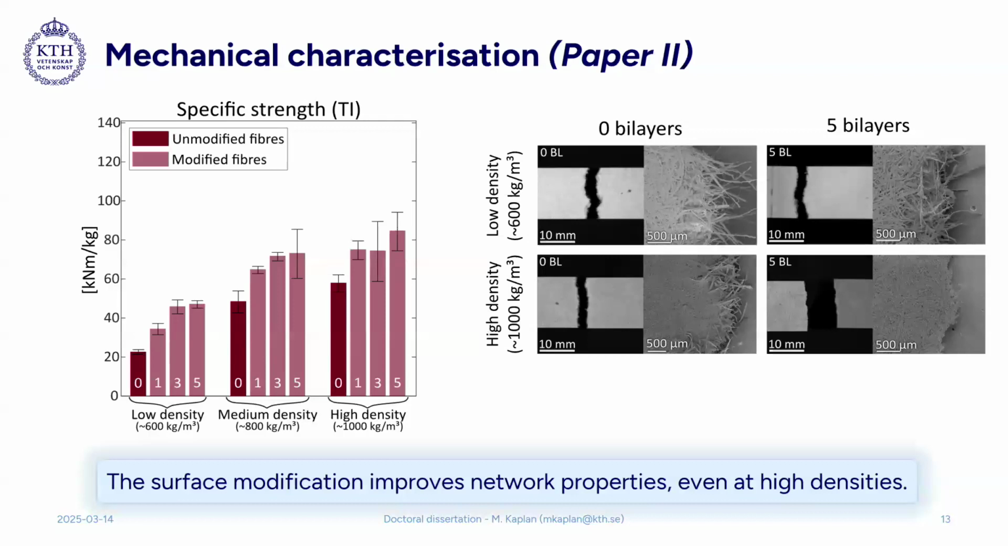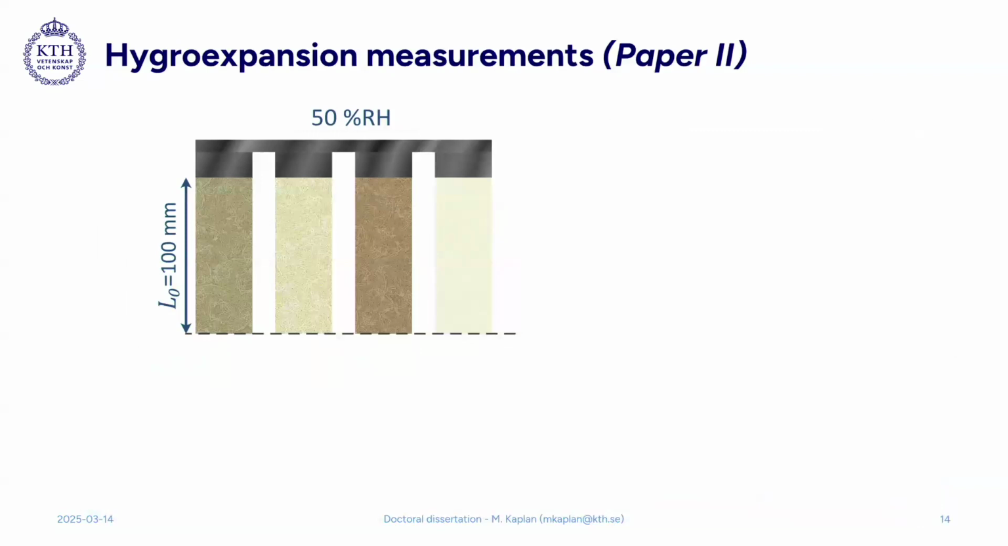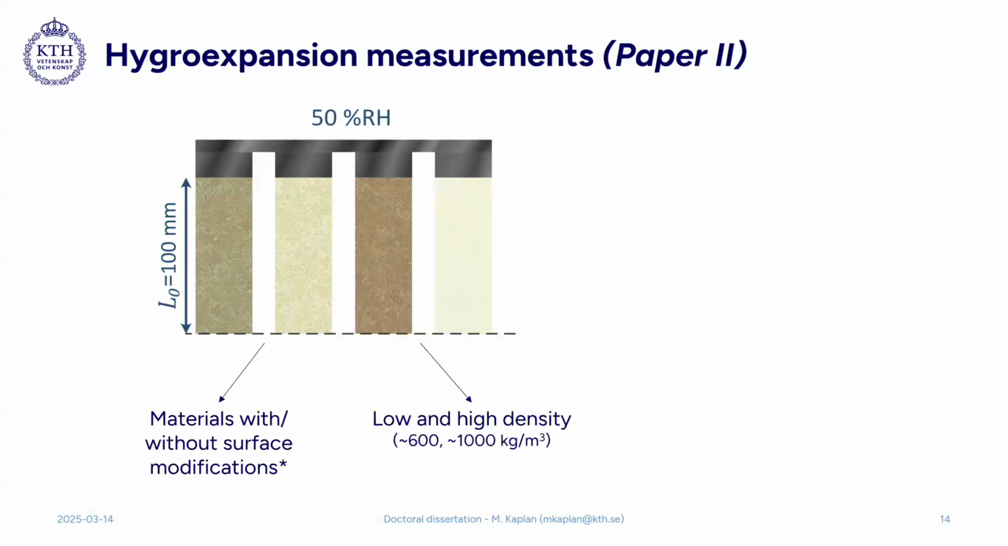We wanted to further evaluate this because we also saw a similar effect on the stiffness, which is not really related to the strength of the joints, but rather something else. And we wanted to evaluate this by looking at the restrictions imposed in the networks during drying. Therefore, we did some hygroexpansion measurements, and we did them on the materials with and without modifications. We didn't distinguish between levels of modification, and we also looked at only the lowest and the highest density.